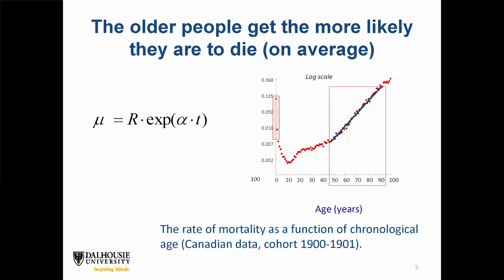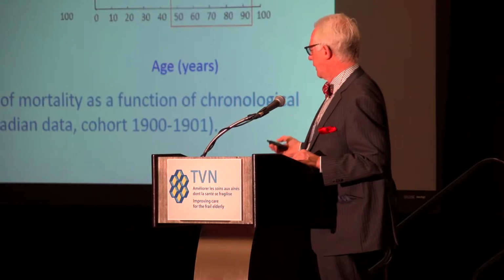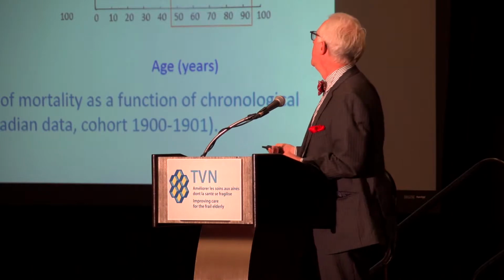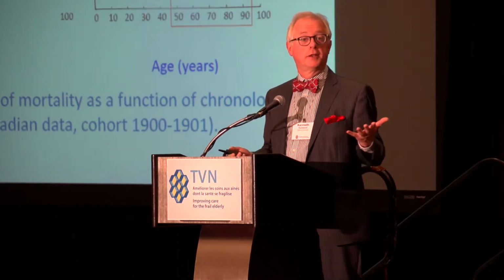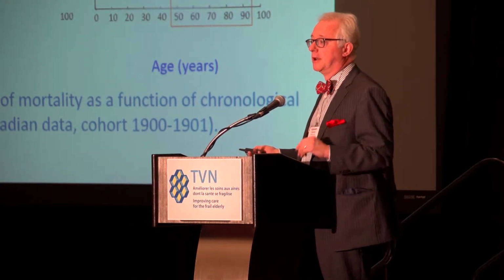And then it went up on a log scale. It went up like that with a very tight correlation. And the common sense account of that is the older people get, the more likely they are to die, which at least is not counterintuitive. But here's the trick. People age at different rates.